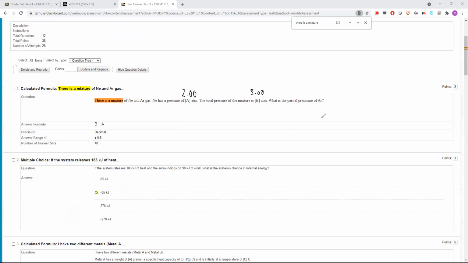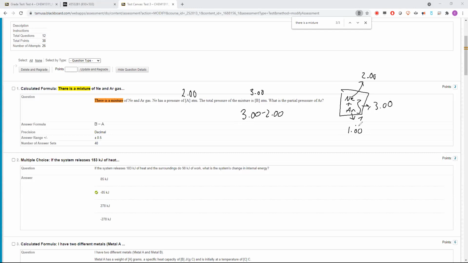All right, so we have a container that has 2 gases, neon and argon. I know that neon has a pressure of 2. I know in total, these have a pressure of 3. So what's the pressure of argon? It's the total minus neon, right? So in this case, it would be 3 minus 2. My pressure of argon is 1.